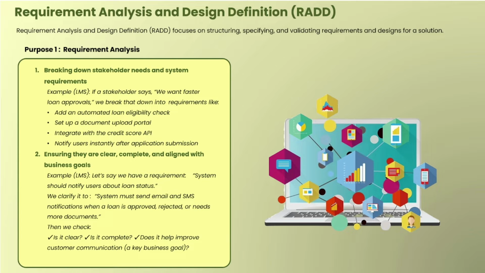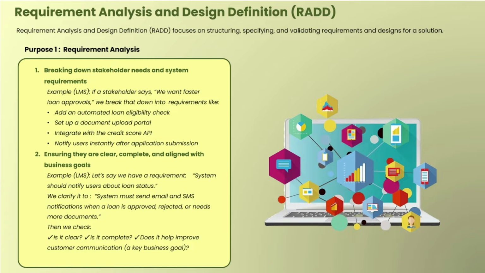Here we are breaking down stakeholder needs and system requirements, which means that we take what the stakeholders want, like their goals or problems, and translate them into detailed system requirements. It's like turning general wishes into specific features the solution must have. We basically break big ideas into smaller workable pieces.